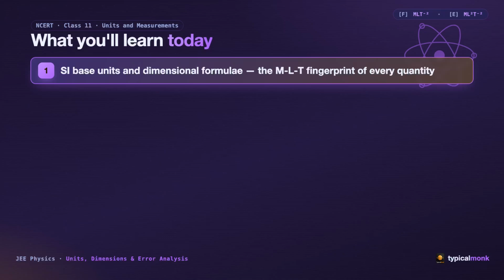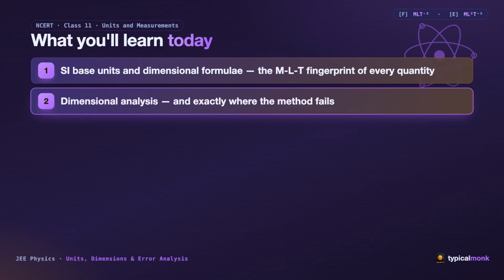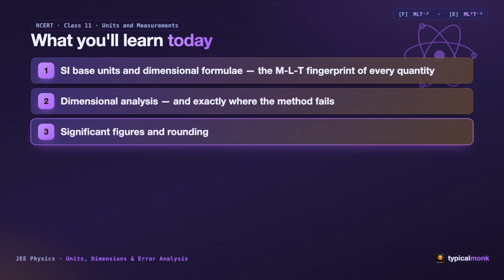So what will you carry home from today's class? First, the 7 SI base units and how every other quantity is written as their MLT fingerprint. Second, dimensional analysis, how to check an equation, derive a relation, convert units, and exactly where the method fails. Third, significant figures and rounding, the honesty of a number.